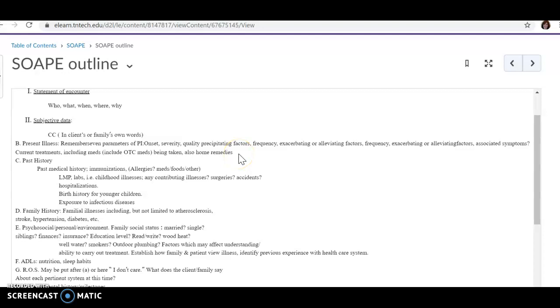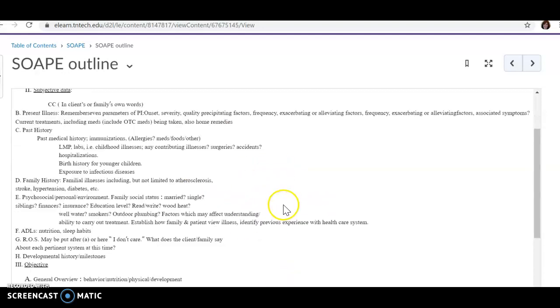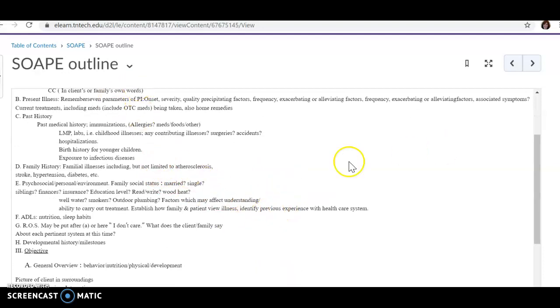but for any injection, you're going to put the site that you gave it, of course. But for any vaccination, you're going to also document the lot number and the expiration for it to be complete documentation. You're going to list here past medical history.